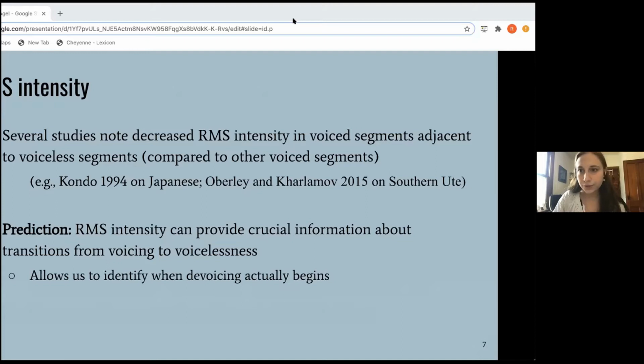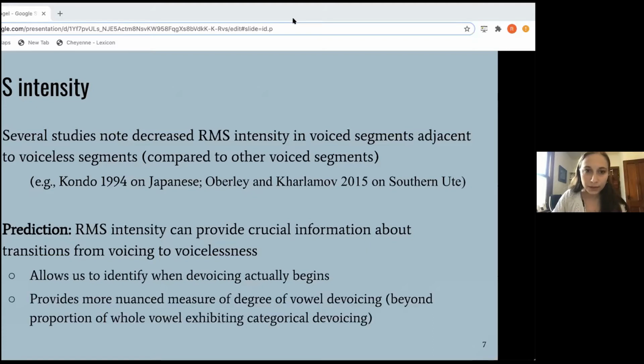If this turns out to be correct, RMS intensity would allow us to identify when devoicing actually begins. So there would be a decrease in intensity during voicing, and that's when the transition to voicelessness begins. In this way, RMS intensity would provide a more nuanced measure of the degree of vowel voicing or devoicing beyond the proportion of the whole vowel that exhibits categorical devoicing.